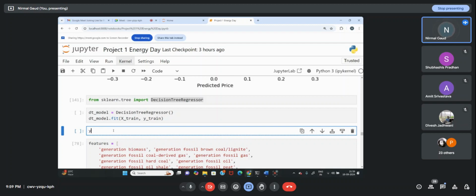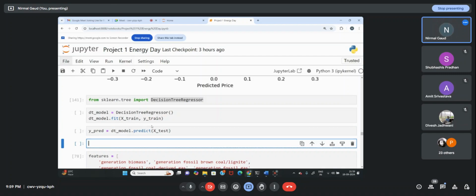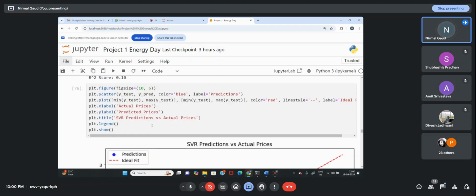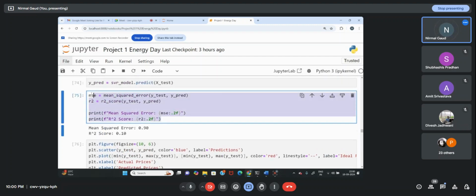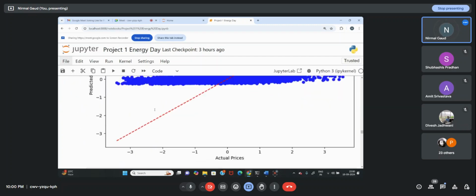So you can have y prediction equal to DT_model.predict(X test). And then next you can calculate the scores. You can find the scores like this, Control C and Control V.